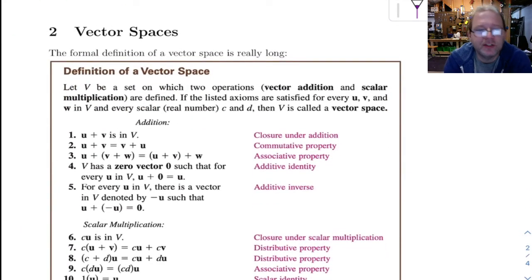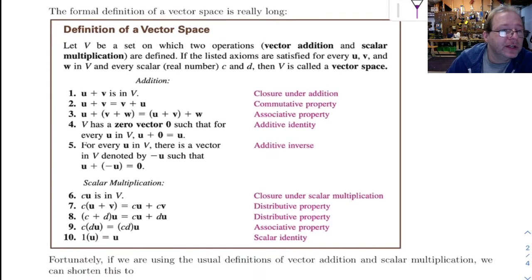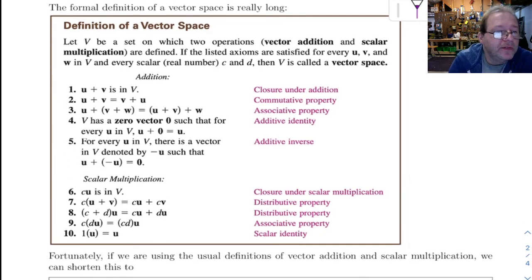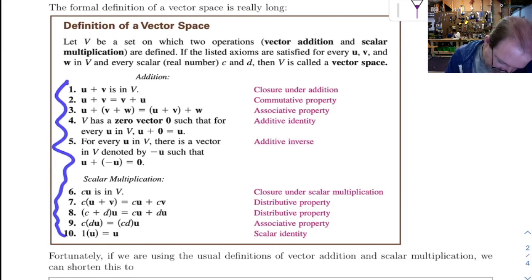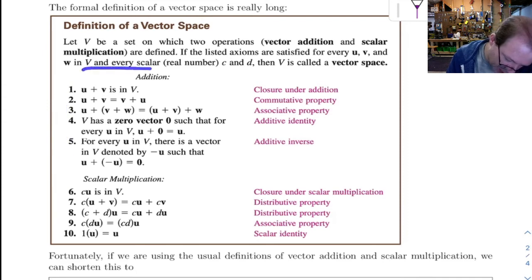Now, vector space has a really long formal definition. It says, let V be a set on which two operations, vector addition and scalar multiplication, are defined. If the listed axioms down here are all satisfied for every u, v, and w in V, and every scalar c and d, then this is a vector space.